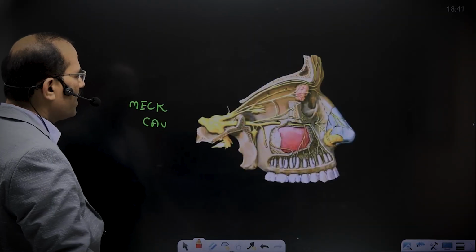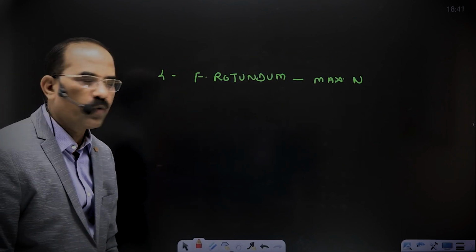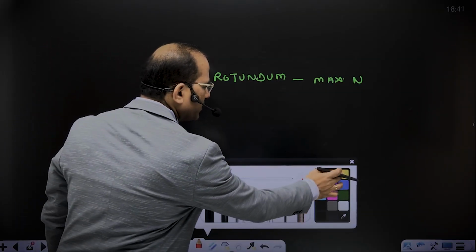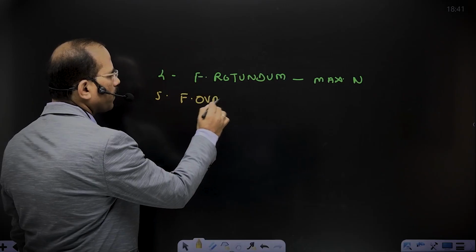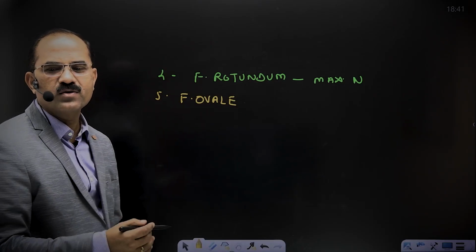So let us have a look at this foramen rotundum. What passes through the foramen rotundum? Maxillary nerve. Coming to the next foramen, number 5, is foramen ovale. And what passes through the foramen ovale?